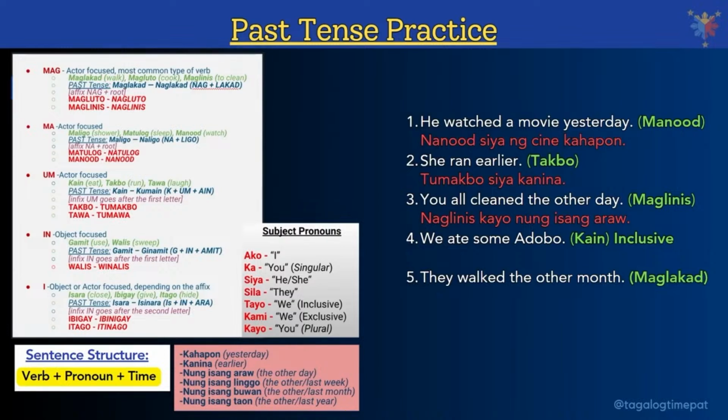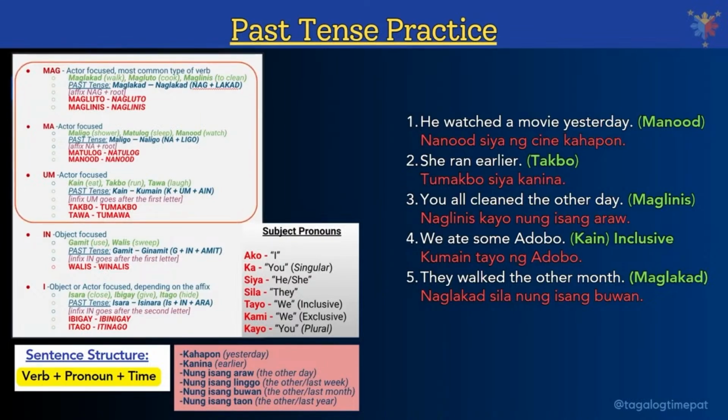Number 4, we ate some adobo. Kain is to eat. And I wanted you to use the inclusive we, so everyone is eating, or everyone ate, sorry. Kumain tayo ng adobo. We all ate some adobo. Kumain tayo ng adobo. And then number 5, they walked the other month. Maglakad means to walk. That would be naglakad sila nung isang buwan. They walked the other month. Naglakad sila nung isang buwan.